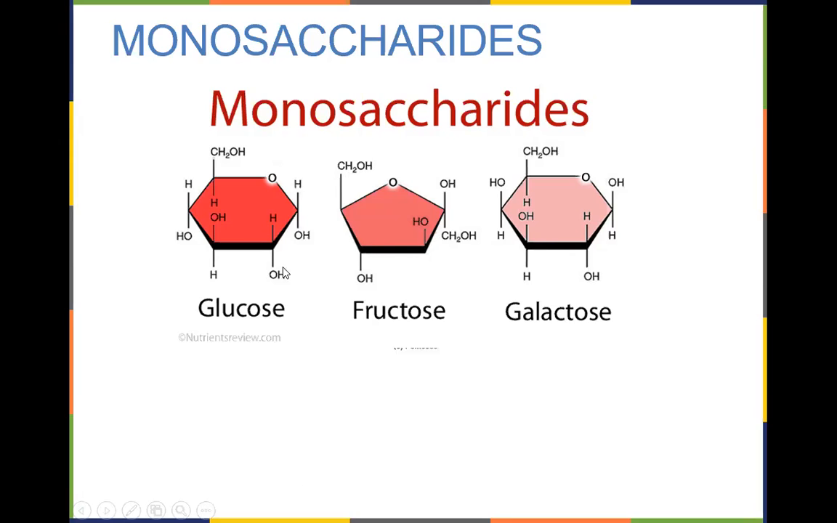And there's galactose. You can see that the structure of galactose and glucose are very similar. The only difference is the change here in the hydrogen and the OH group there on the opposite end. So they're very, very similar. They all have very similar properties. But these are the 3 types of monosaccharides.